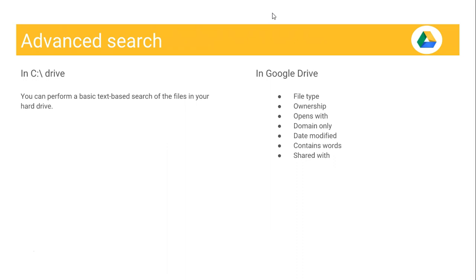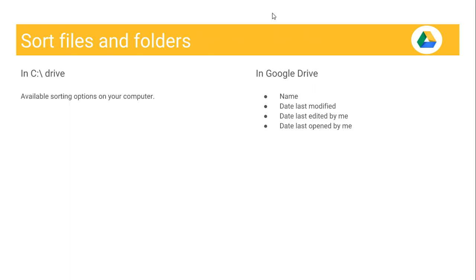You can search in Google Drive by file type, ownership, opens with, domain only, dates modified, or contains words in the file name or even inside the file. And you can search files by who you shared it with. You can sort files much like Drive C inside folders, giving you the ability to sort by name, date last modified, date last edited by me, or date last opened by me.